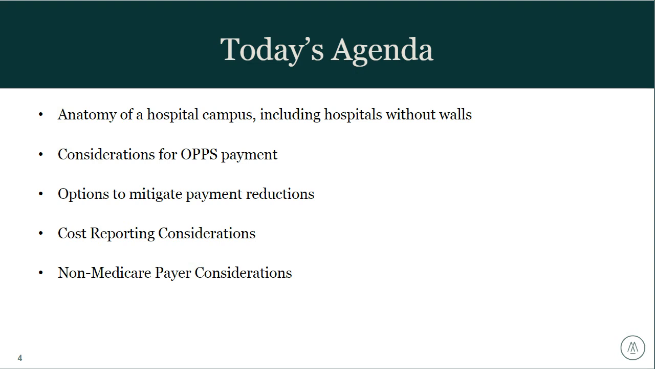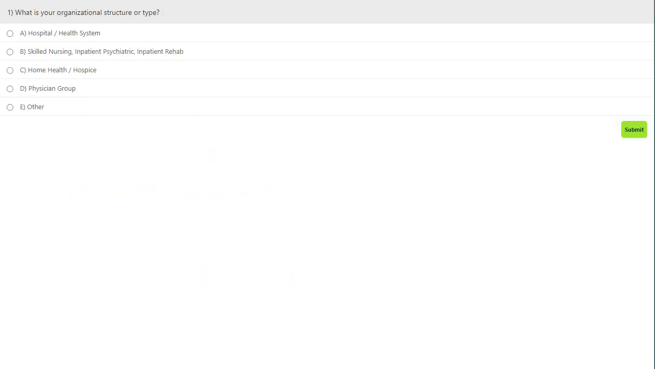Amy, where do we go from here? Do we have an initial polling question? We do. So our first polling question is to get a feel for the audience that we have today. So what is your organizational structure or type? A, hospital health system, B, skilled nursing, inpatient psychiatric or inpatient rehab, C, home health hospice, D, physician group, or E, other. And we'll give you a few minutes to respond. And to respond, you just click the button next to the answer you choose and then hit submit. And that will get it logged for you.